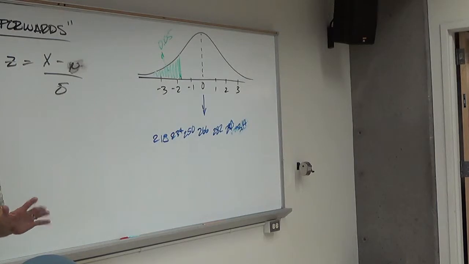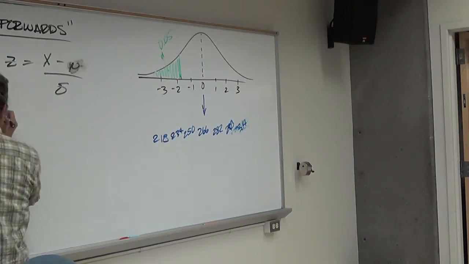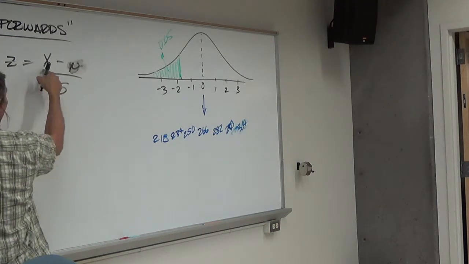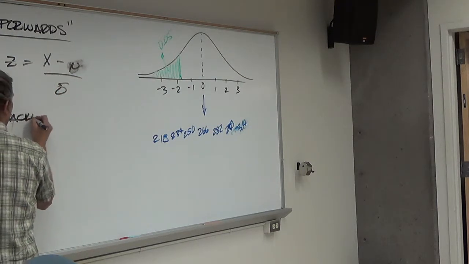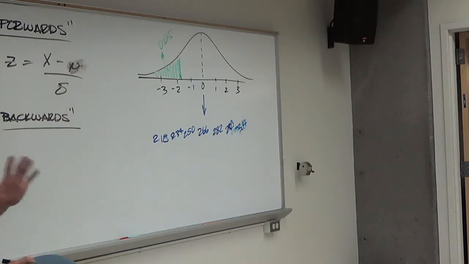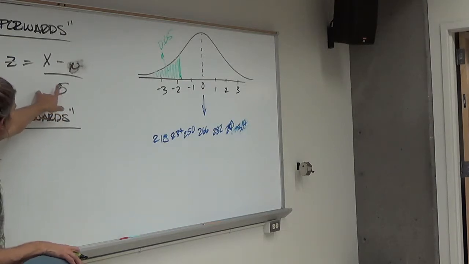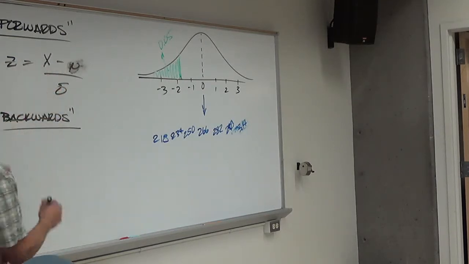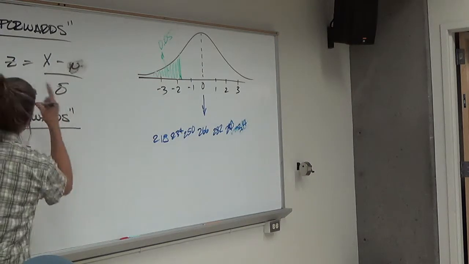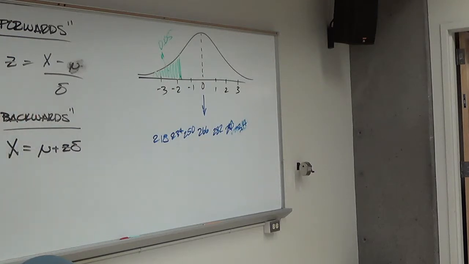Now, you can use the exact same one for a backwards problem, but a lot of students figure out pretty quickly it's easier to solve this for X algebraically. So here's 30 seconds of algebra. If you don't like it, that's totally fine, you can ignore it. But if you solve this for X, multiply this over here and then add mu, you get X equals mu plus Z sigma. And the reason a lot of students like this one better is because it gets you exactly what you need based on what you have.